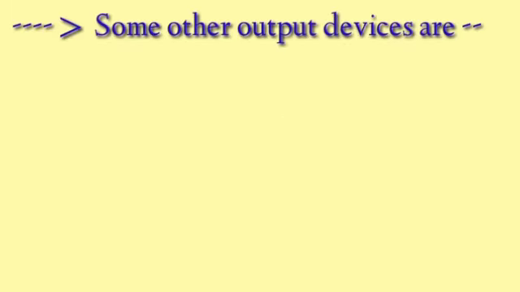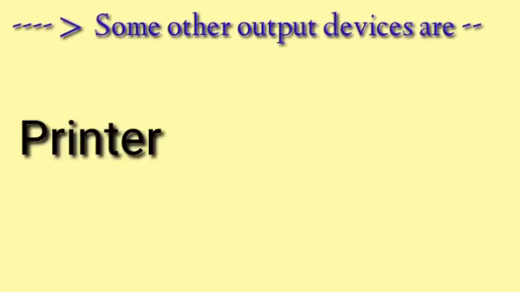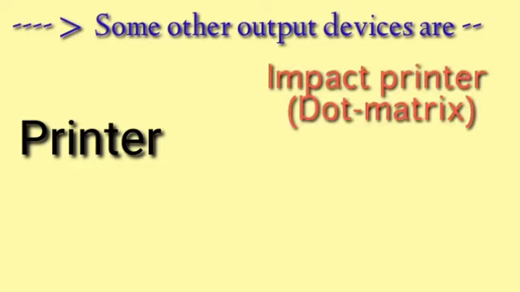So the other output device coming in the range is the printer, which is also said to be the hard copy output. Whatever copy is given on a piece of paper is called hard copy output. Printers have two different categories: impact and non-impact printers.